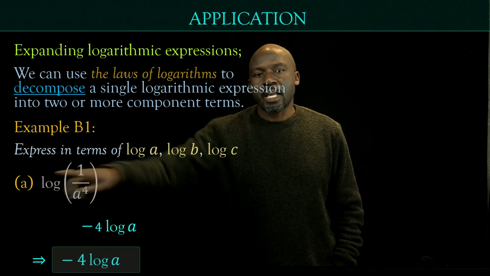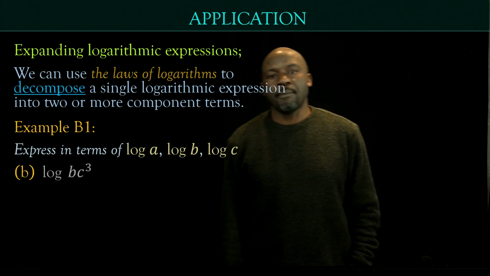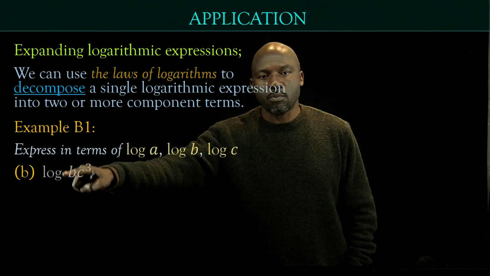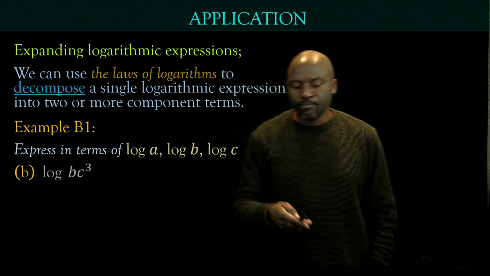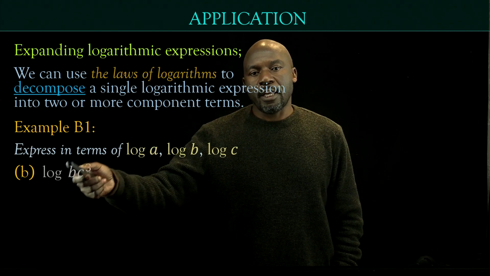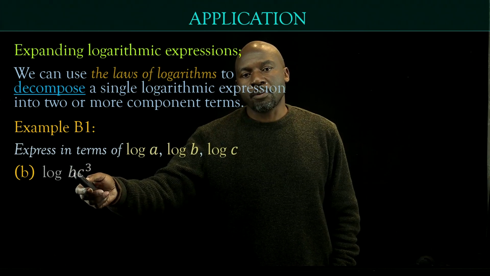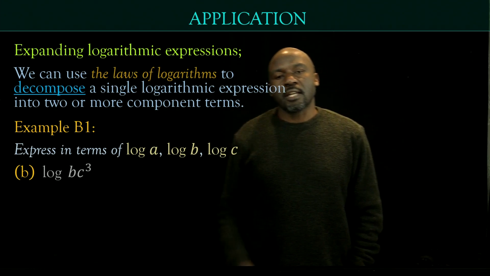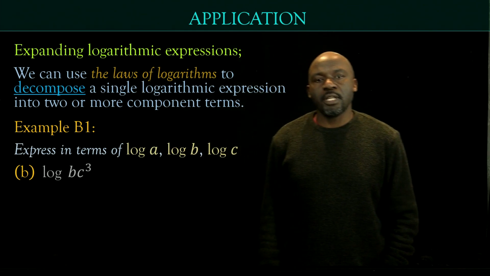So this was A, now we go to B. Okay, so B says express the log of BC to the power 3. So the argument now is BC to the power 3, log to base 10 of BC to the power 3. All right, now which law would be relevant here? If you think clearly, the contents inside the argument are multiplied. So we need the multiplication law, or the product law, which says that log of A times B is log of A plus log of B. So we're going to use that.